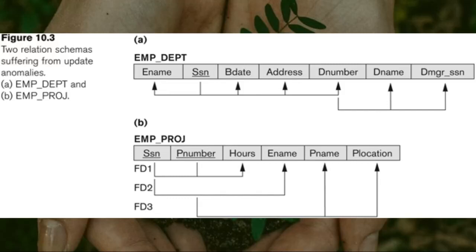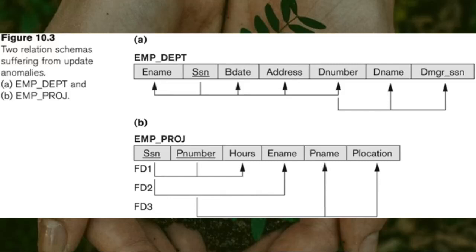But for the employee project relation as well, it gives you the tuples relating the employee to the project, and also includes the employee name, project name, and the project location. There's nothing wrong with the logic of these two relations, but still they violate guideline one, by mixing the attributes from distinct real-world entities.